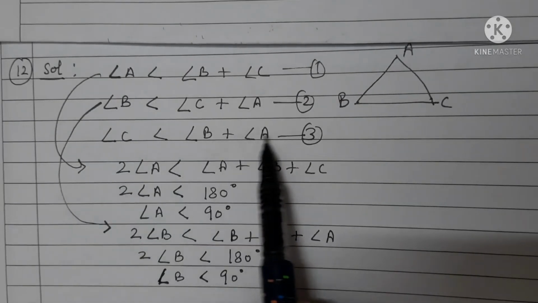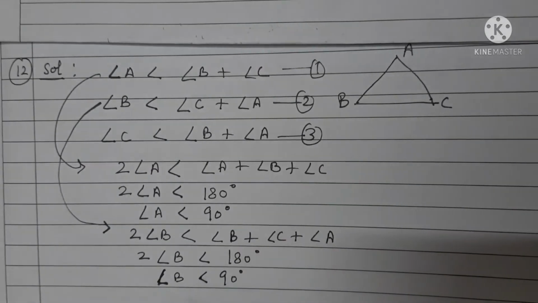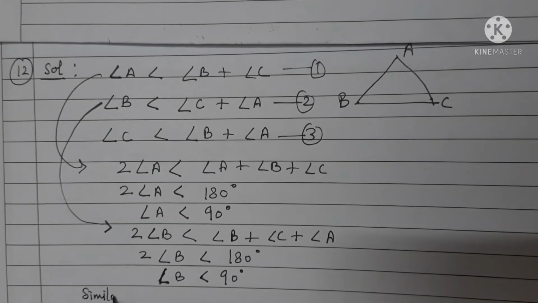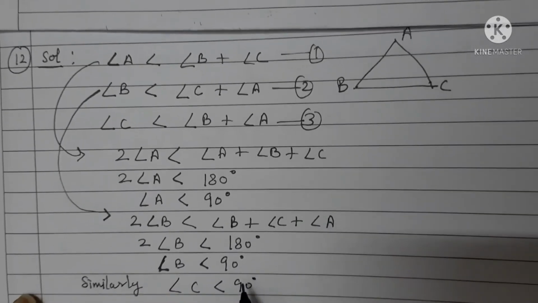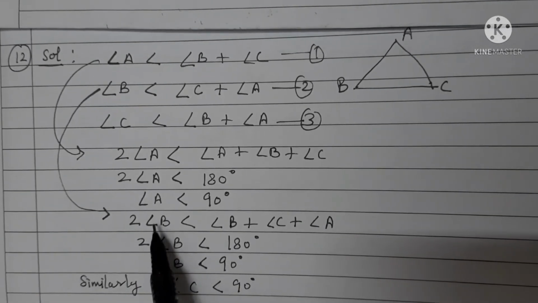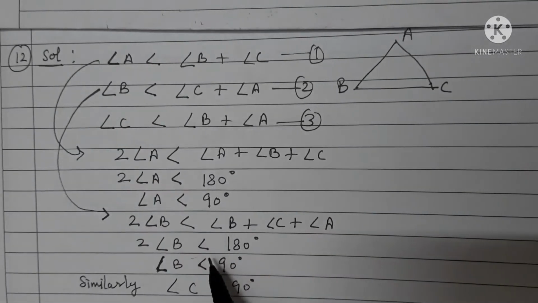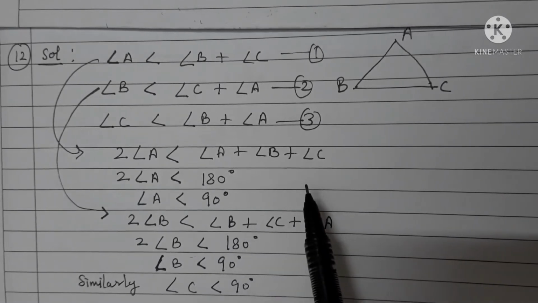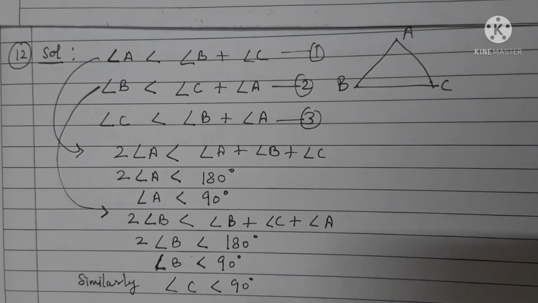Similarly for the third, so angle C is less than 90 degrees. So right here similarly, angle C is less than 90 degrees. You can write similarly for angle B also, but I have shown here so that you have to understand. Now this is proved.